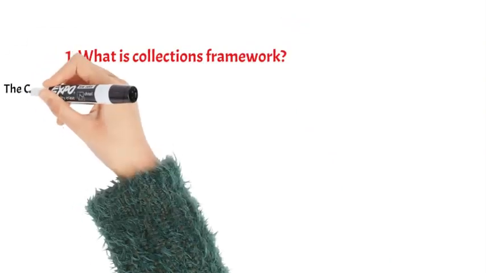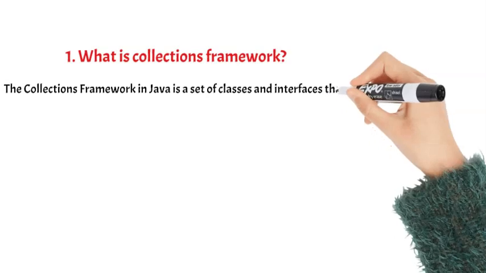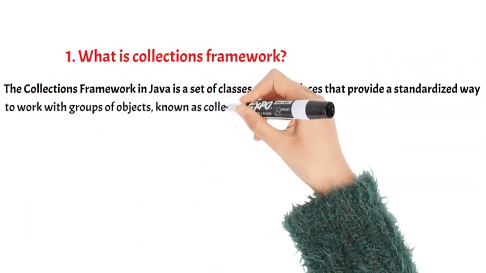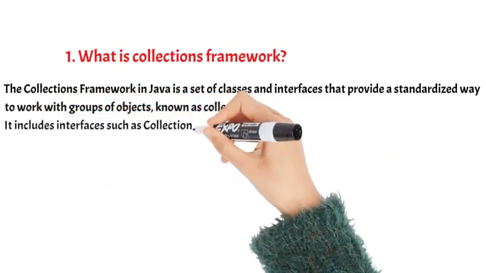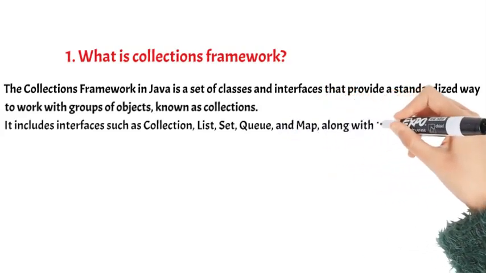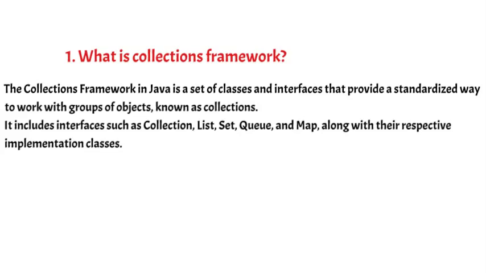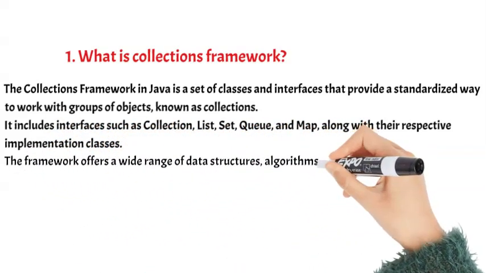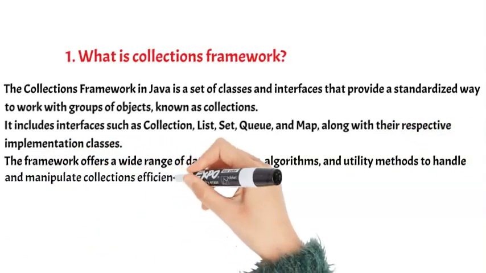1. What is Collections Framework? The Collections Framework in Java is a set of classes and interfaces that provide a standardized way to work with groups of objects, known as collections. It includes interfaces such as Collection, List, Set, Queue, and Map, along with their respective implementation classes. The framework offers a wide range of data structures, algorithms, and utility methods to handle and manipulate collections efficiently.